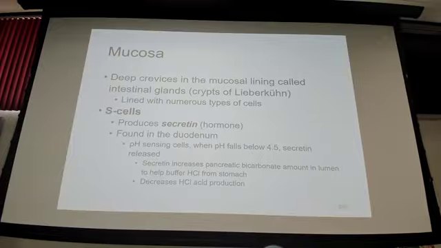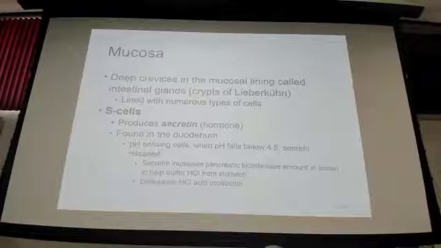S cells make secretin, that's pretty nice, right? S and S. So what does secretin do? It secretes stuff, there you go, it does. It induces something to be secreted, let's say that. It increases pancreatic bicarb. And why would we need pancreatic bicarb?